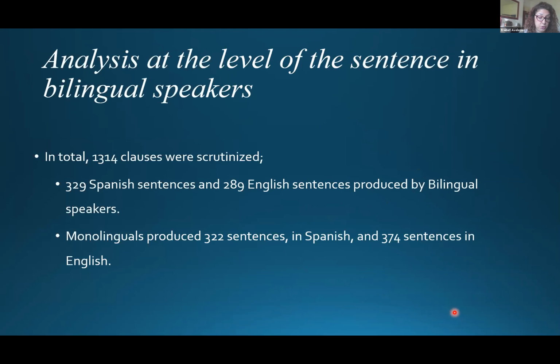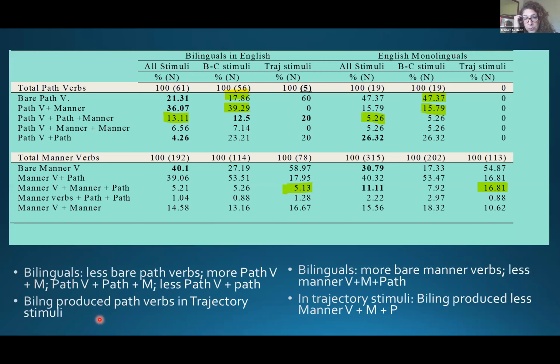So in relation to the analysis of the verbs, sorry, I'm keeping track of the time, we found a total of 1,340 clauses, and because of the time, I'm not going to analyze this in detail, but I want to explain how we did this analysis. So here what we have are all the stimuli together and then divided according to the type of stimuli.